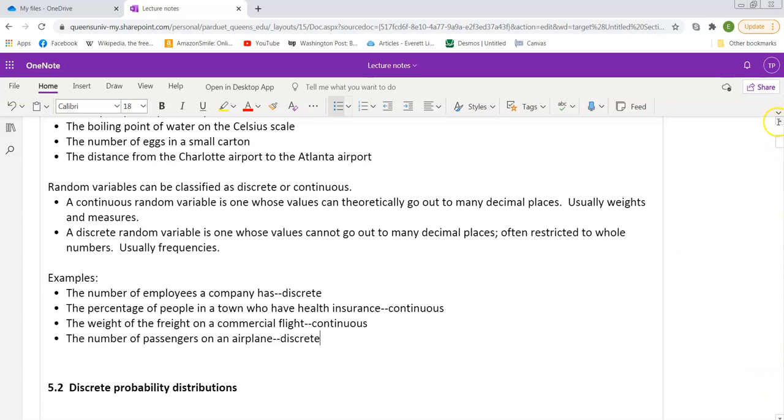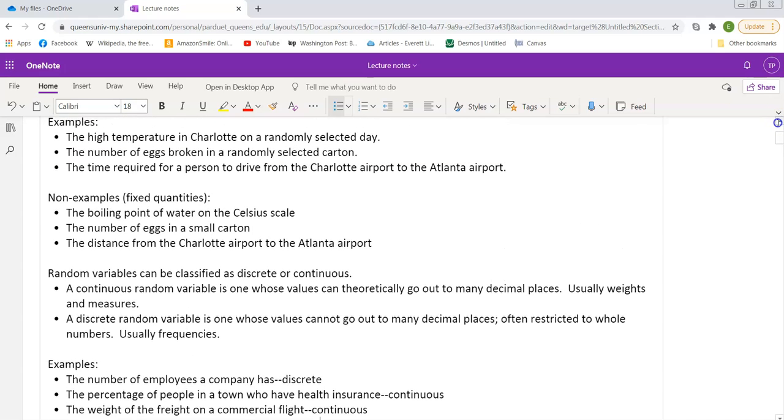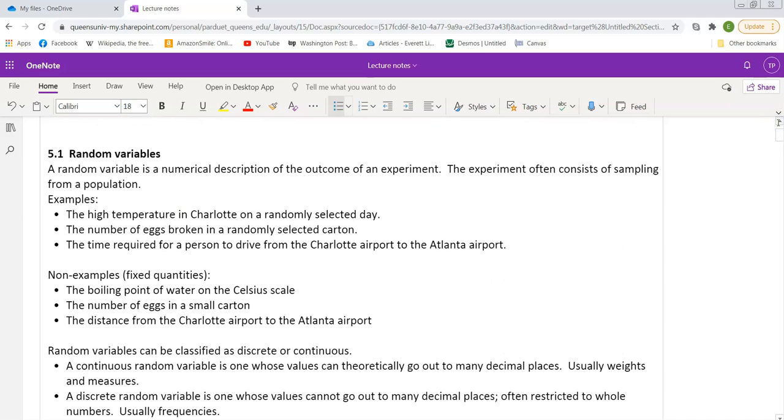All right, so that is really all there is for section 5.1. Section 5.2 and 5.3 will be almost as quick, I promise. So that's it for this lesson.